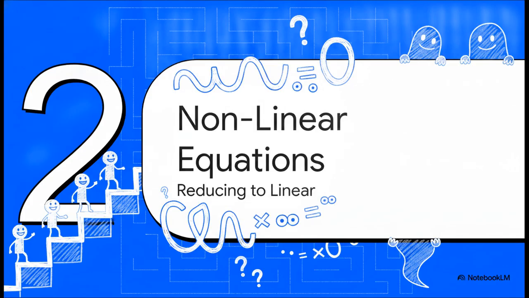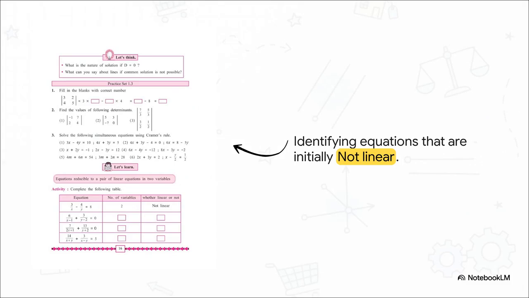Section 2. Reducing nonlinear equations. Now, what happens when equations try to trick us? Take a moment to observe these equations. You'll notice the variables x and y are sitting right down there in the denominator. For instance, 3 upon x minus 4 upon y equals 8. Because these variables are in the denominator, their highest degree is not exactly 1. So they are not actually linear equations right off the bat. We definitely cannot use Cramer's rule on these just yet. We need a clever little strategy first.